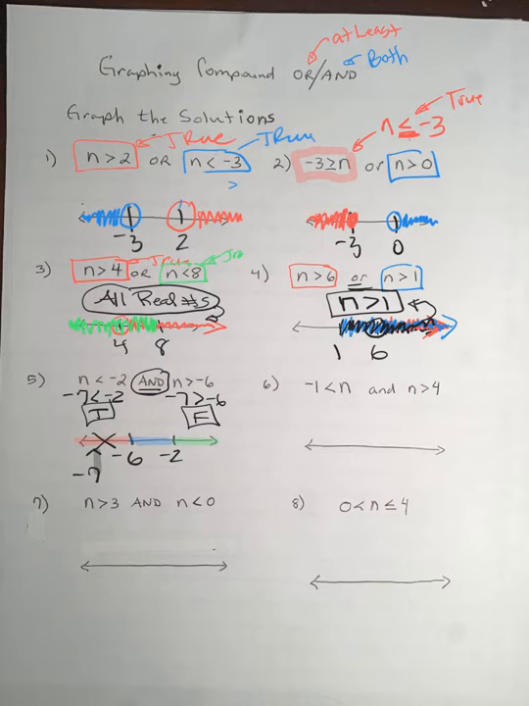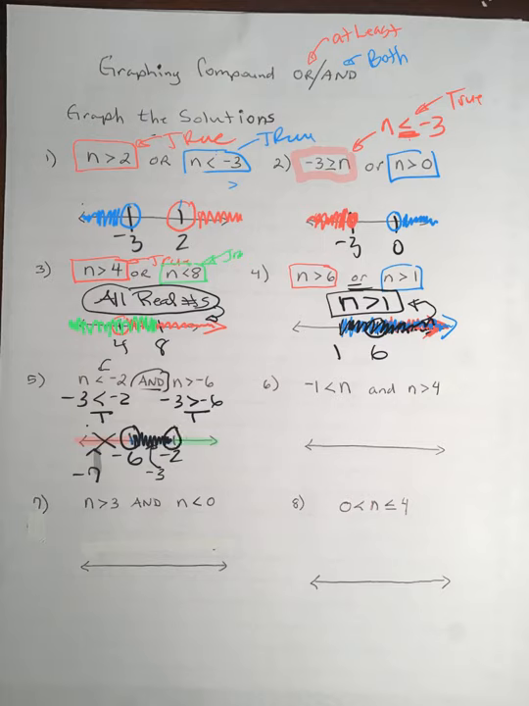Let's try the blue interval. So let's pick negative 3. So remember, it has to make both of them true. So is negative 3 smaller than negative 2? True. Is negative 3 bigger than negative 6? True. So since it made both of them true, that means that the solutions are in between negative 6 and negative 2, the blue interval. And notice there is no equal to symbols here. So this would be an open circle and an open circle because there's no equal to symbols.